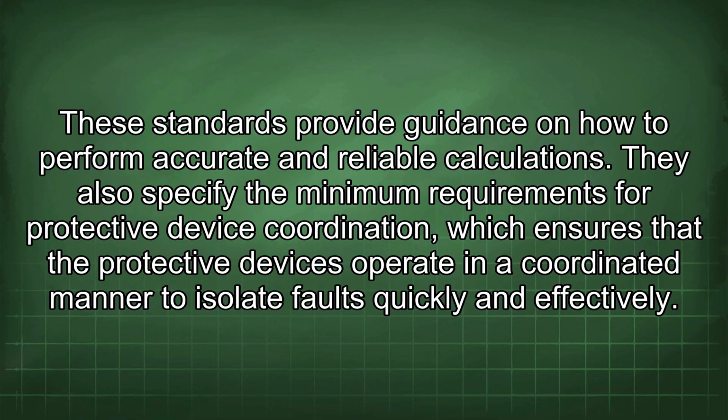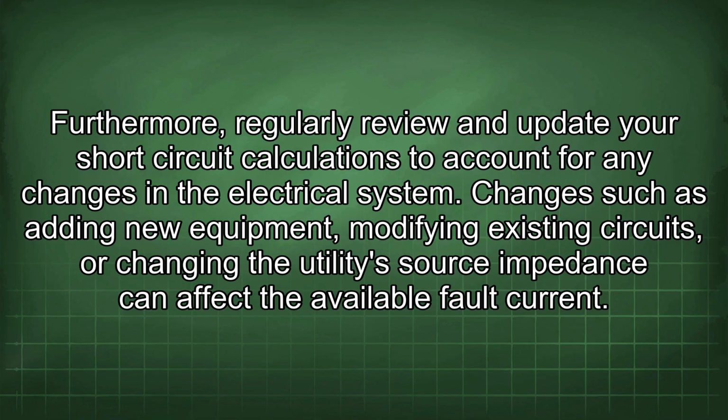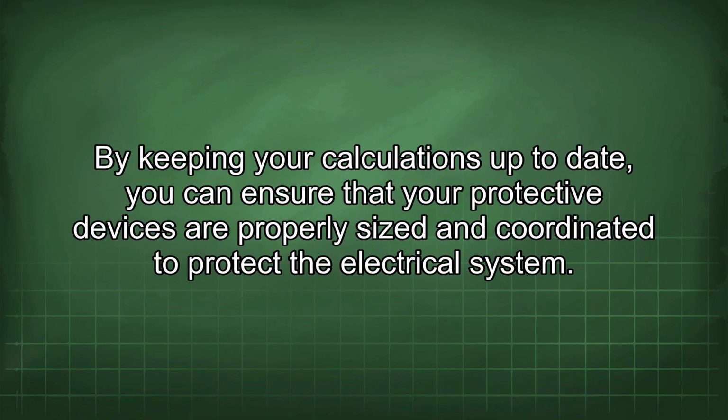They also specify the minimum requirements for protective device coordination, which ensures that the protective devices operate in a coordinated manner to isolate faults quickly and effectively. Furthermore, regularly review and update your short-circuit calculations to account for any changes in the electrical system. Changes such as adding new equipment, modifying existing circuits, or changing the utility source impedance can affect the available fault current. By keeping your calculations up to date, you can ensure that your protective devices are properly sized and coordinated to protect the electrical system.